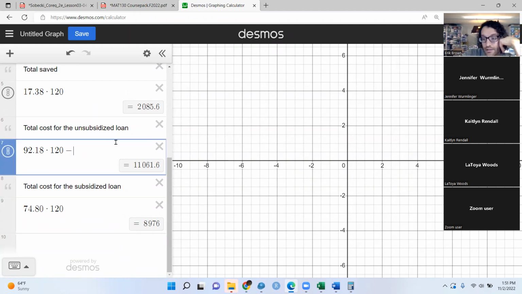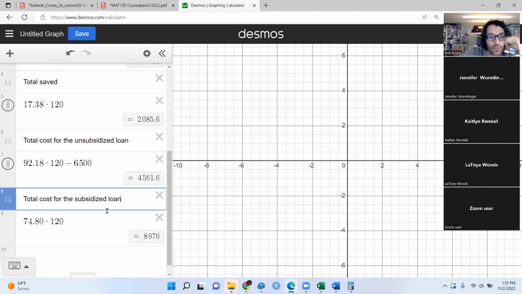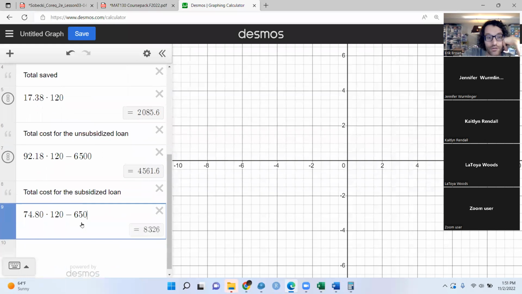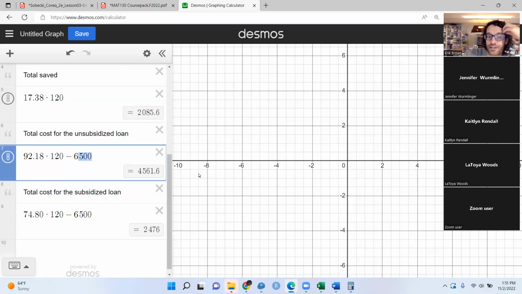But here's the total cost. Now, if we subtract the 6,500, we get the finance charge. So we pay $4,561.60. That's how much extra we have to pay because we didn't have the 6,500 up front to pay for our school loan. Whereas for the subsidized, it's only 2,476. I say only, that's a nice chunk of money.